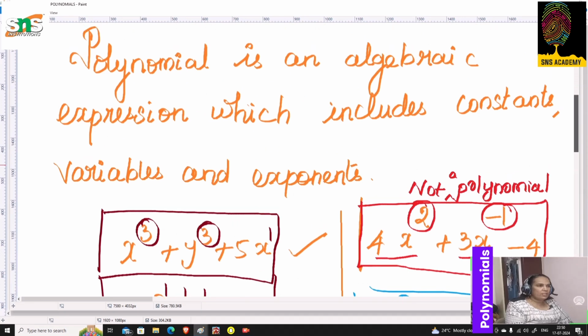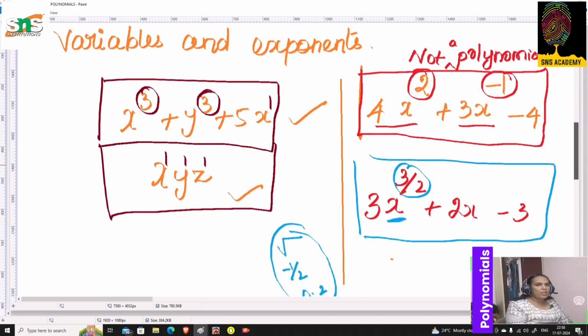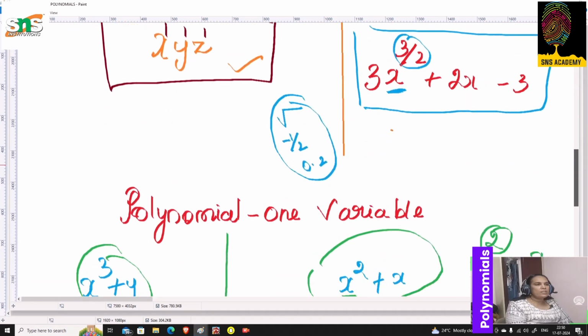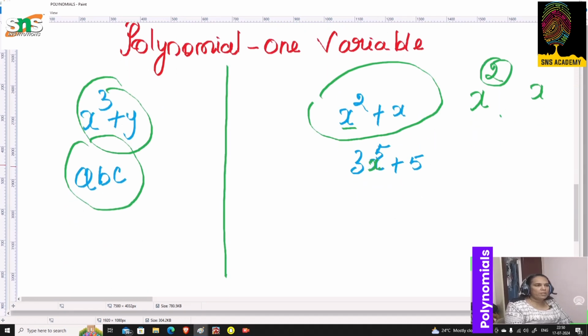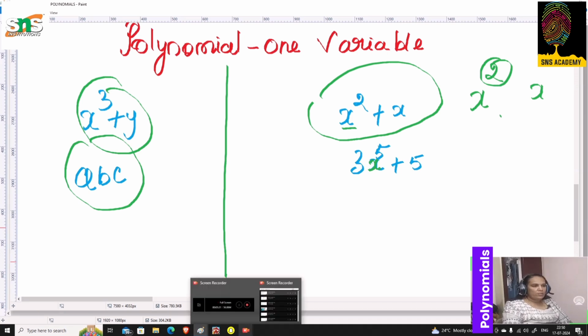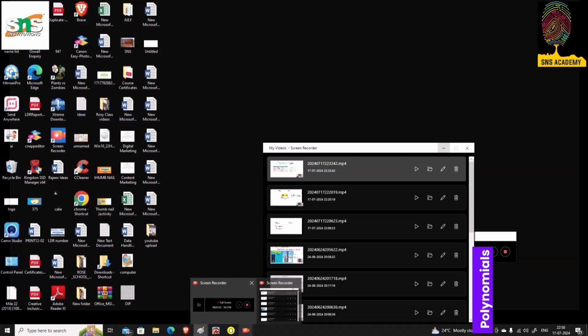So today in this class we learned what is a polynomial and what is not a polynomial, and what we mean by a polynomial with one variable and a polynomial with many variables. In the next class we will see the continuation of this concept.